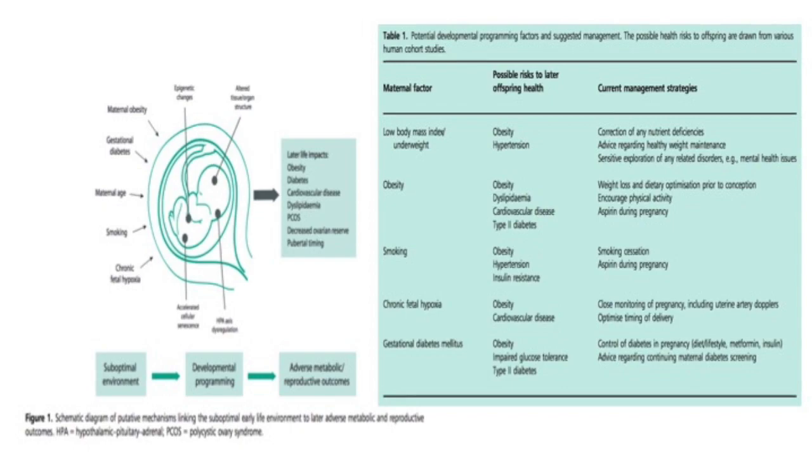So it's quite a nice little green table which shows you the factors and how that influences the offspring's health for the future, and then how to manage it in the current pregnancy.